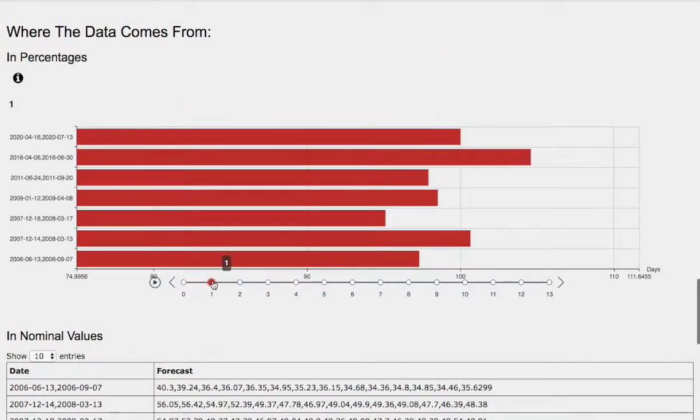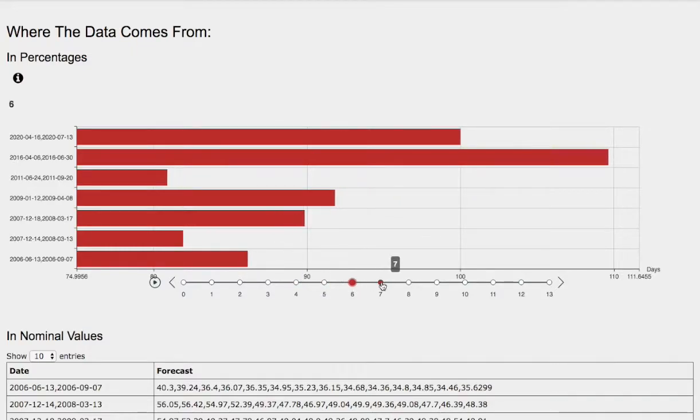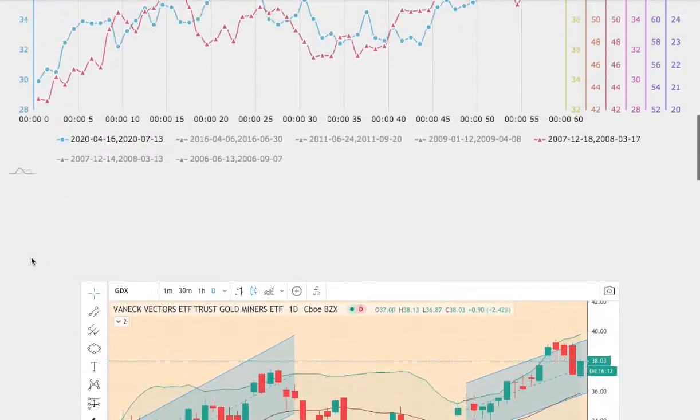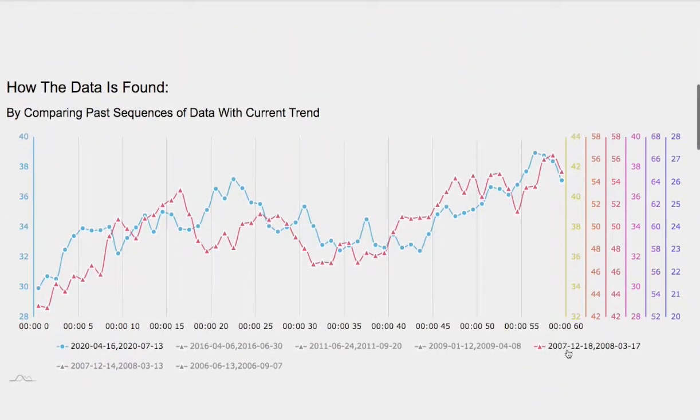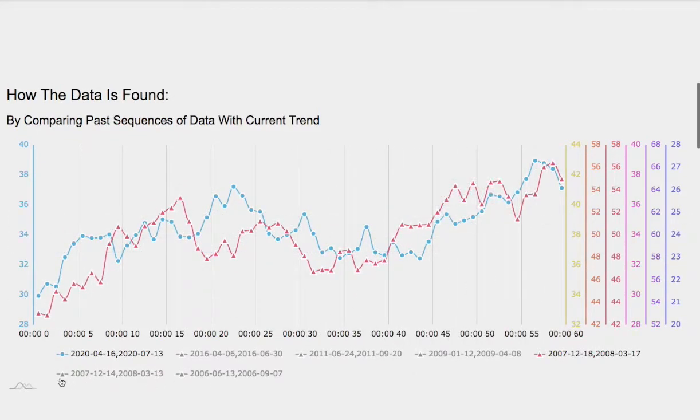So let's examine the day-by-day forecast for GDX. As we progress to the first day, that will be a Wednesday, and 2 days out will be Thursday, and so on. So we have 3 days out, 4 days out, 5 days out, 6 days out, and 7 days out. Which one of these models we should focus on? Ideally, the model that is best matched to the current trend. The blue lines are current trend, and overlapping it happens to be the best match.